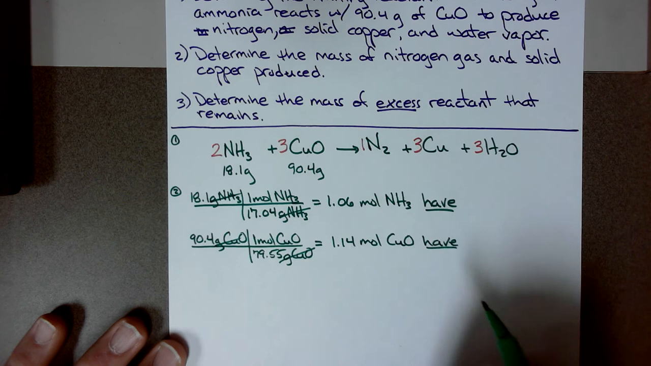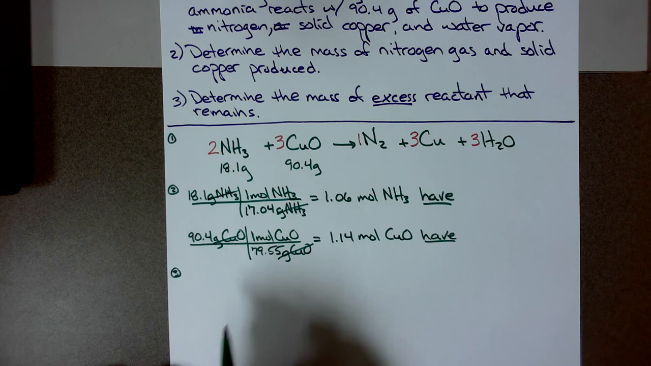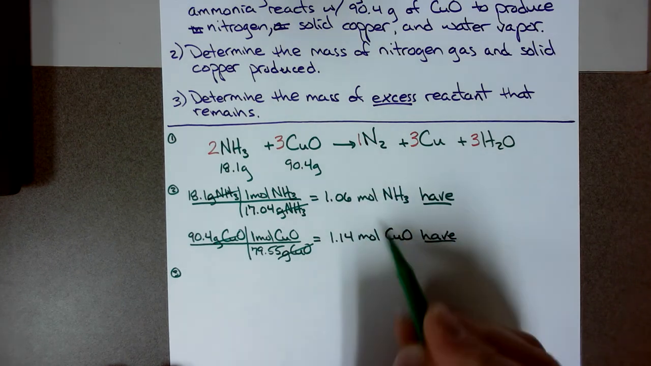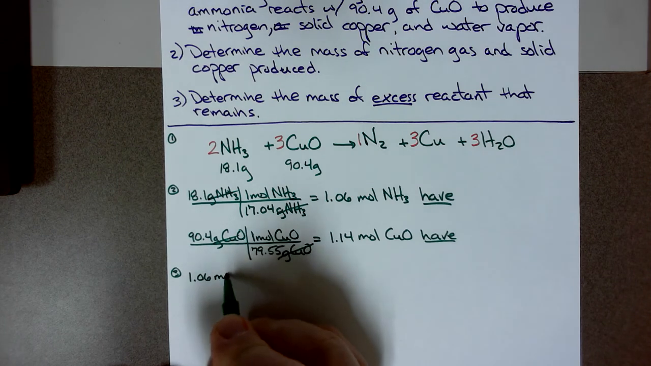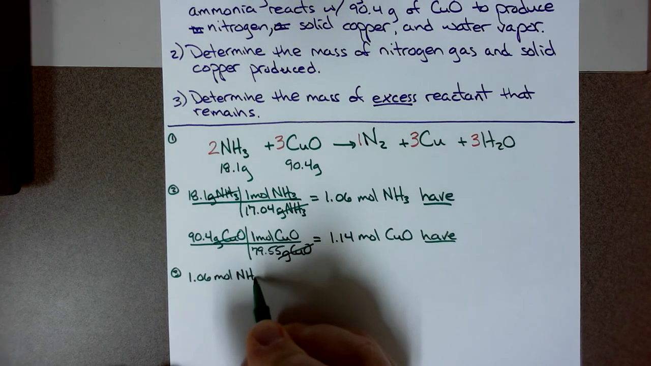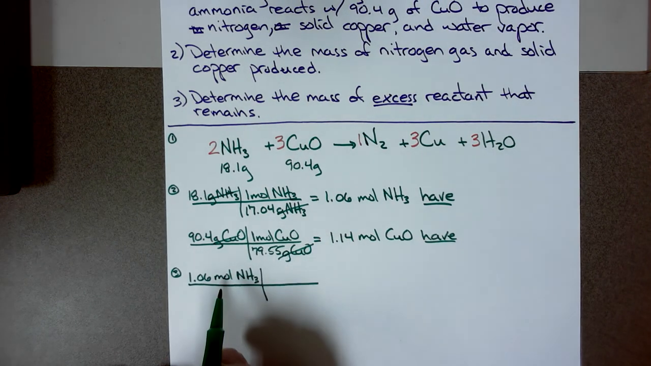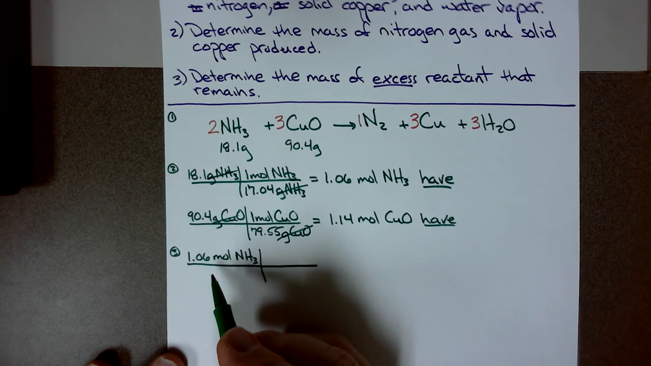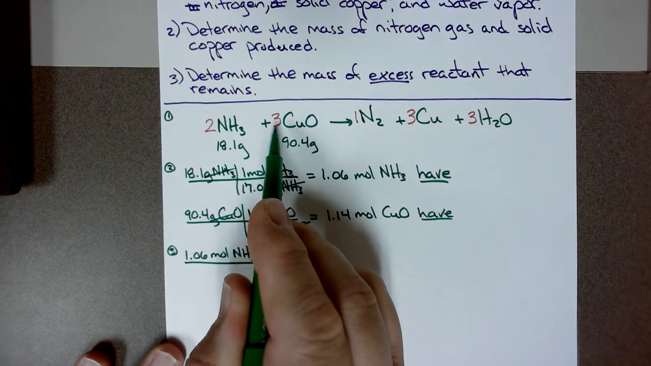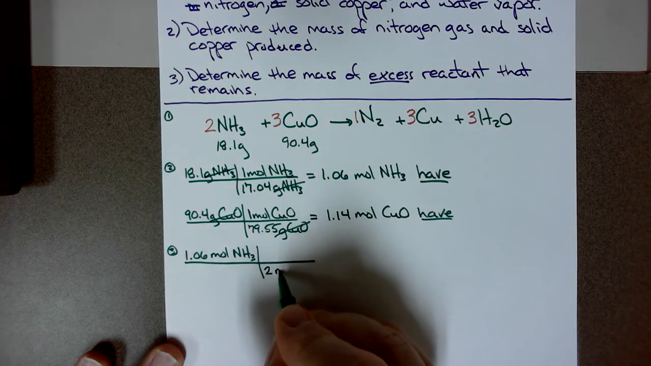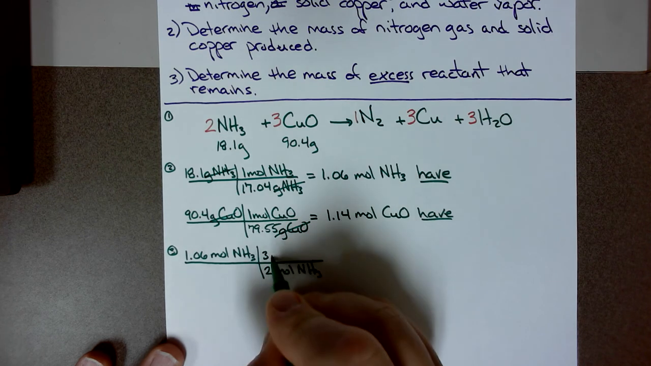The next step, which is the third part of the problem, would be to take one of the amounts. It doesn't matter. I'm going to just start with the top one. So I'm going to say 1.06 moles of ammonia, and I want to find out how much of the copper(II) oxide will react with all of that. To determine that, I use the mole ratio. So 2 moles of ammonia will react with 3 moles of copper(II) oxide.